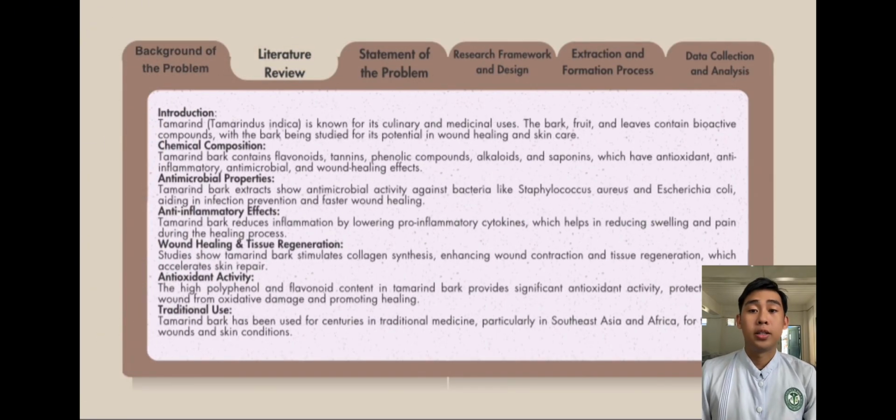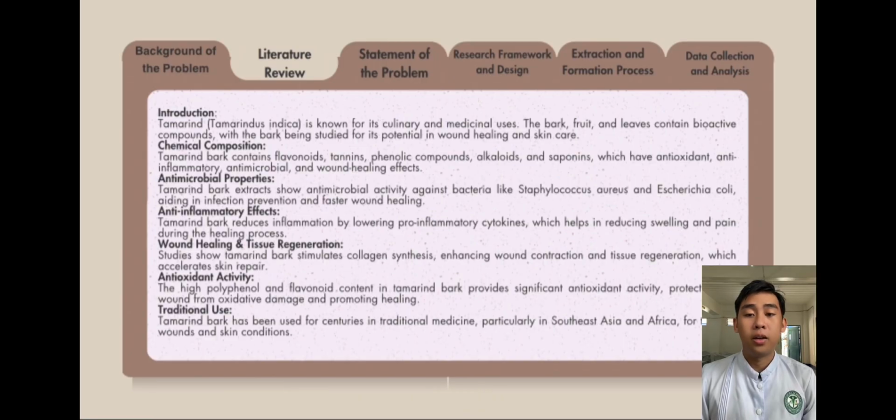We will now start with the second slide, which is the literature review. Scientific studies have revealed that tamarind bark contains bioactive compounds such as flavonoids, tannins, and saponins, which exhibit antimicrobial, anti-inflammatory, antioxidant, and wound healing properties. We'll start with the first, the antimicrobial properties. Studies show that tamarind bark extracts inhibit bacteria like Staphylococcus aureus and E. coli, reducing the risk of infection.